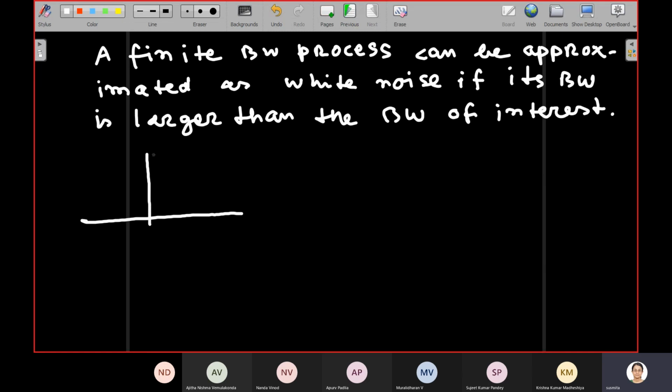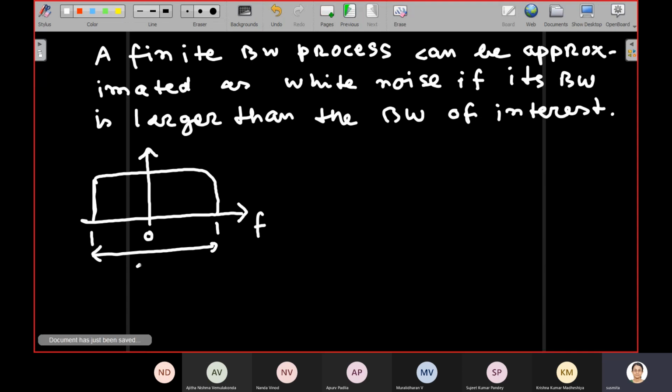So now we are considering the power spectral density, okay? Let's say we have a process like this. Bandwidth means we are considering 3 dB bandwidth. So let's say this is the bandwidth of the process and we call it delta F2. And the bandwidth of interest is this one, delta F1. Now this process, we approximate as white noise.